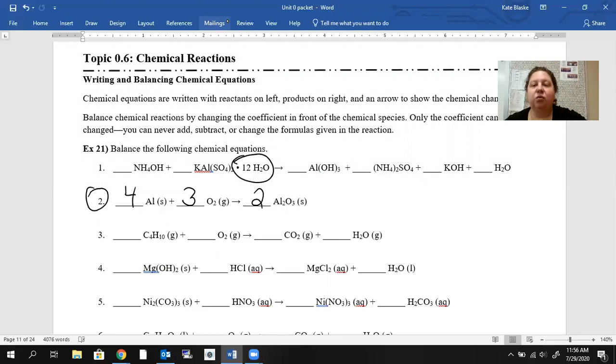Now, when you write those coefficients, they should always be as simplified down as you possibly can. So if you had, instead of 4, 3, 2, you had 8, 6, 4, technically that is not correct. We could simplify that down. And so make sure you're always checking when you're done that those coefficients are as simplified as they can get.